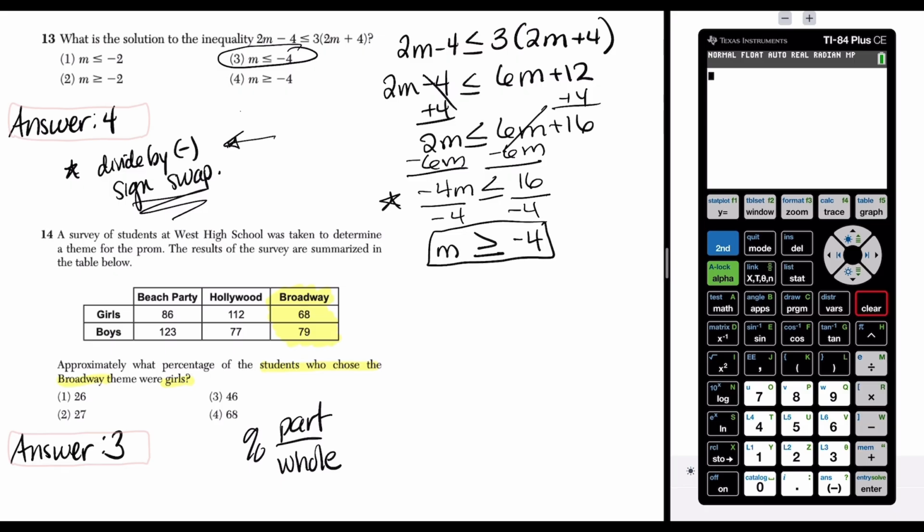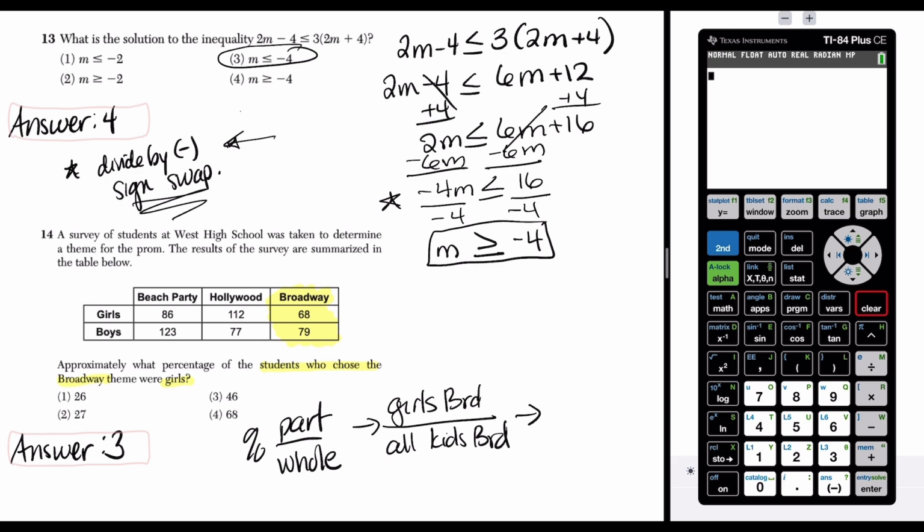So the girls who chose Broadway out of all the kids who chose Broadway. That's what we're looking for here. So it's super, super specific, and it's very easy to make a mistake because you could have put it as out of all the kids in the entire table. I make that mistake sometimes. So that's why we want to make sure that we're slowing down our thinking and reading carefully.